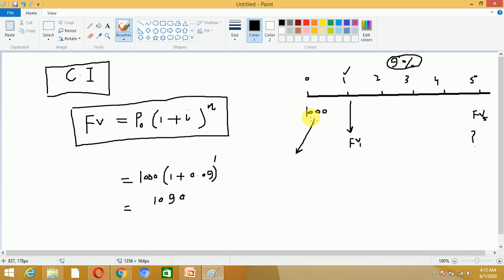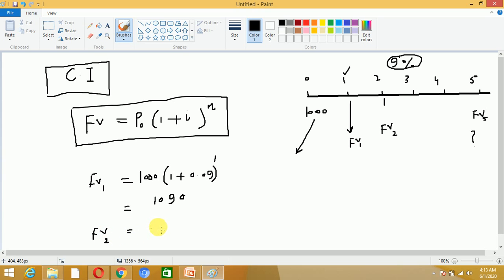1000 was your original money and $90 you earned, so the total becomes 1090. Now we will calculate the future value at the end of the second year. This was FV1. Now we are going to calculate FV2.